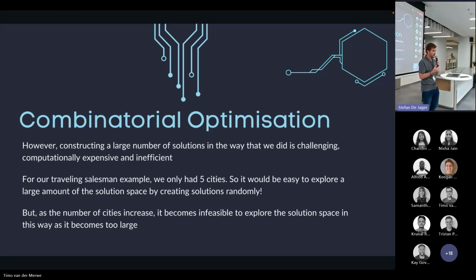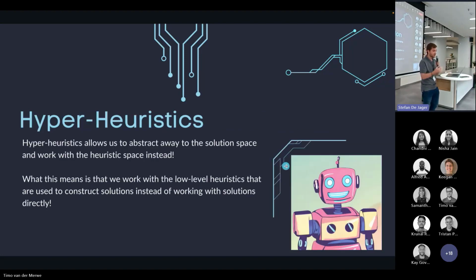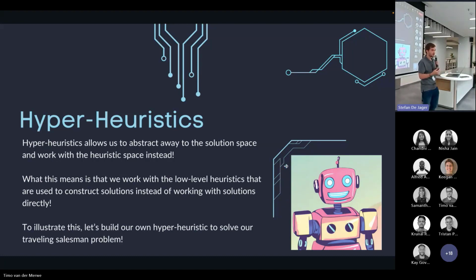So how can we make sure that we explore enough of the solution space to find a good solution when our problems become very complicated? And this is where hyper-heuristics become very useful. Hyper-heuristics allow us to abstract away the solution space and work in the heuristic space instead. All that this means is that instead of working with solutions directly, we're going to be working with the low-level heuristics that we use to create solutions. So to illustrate this, let's build our own hyper-heuristic to solve our traveling salesman problem.